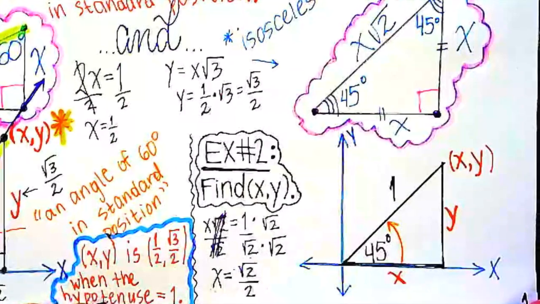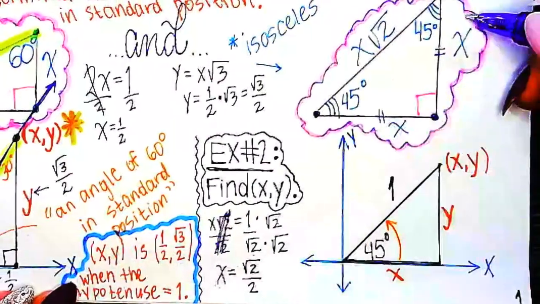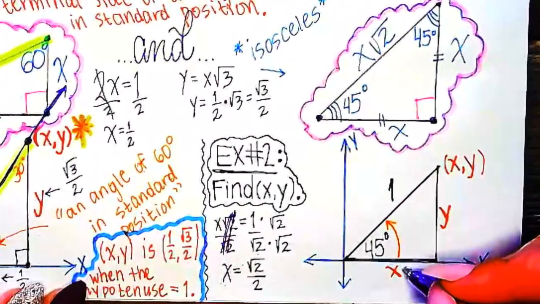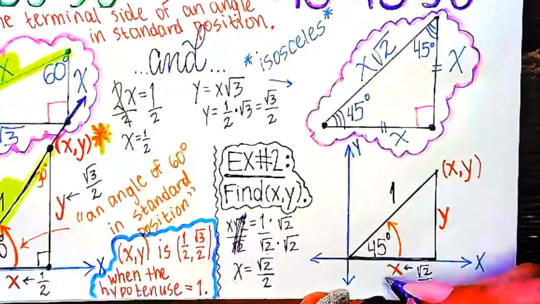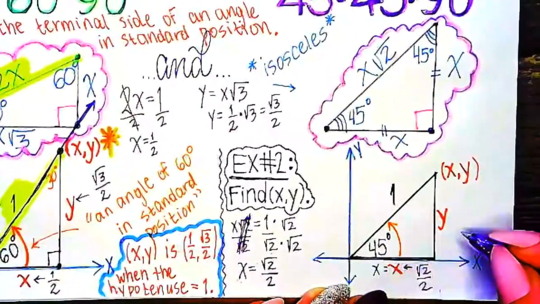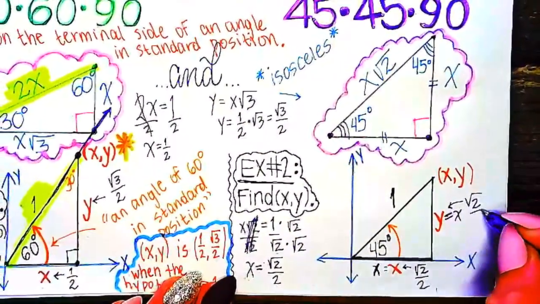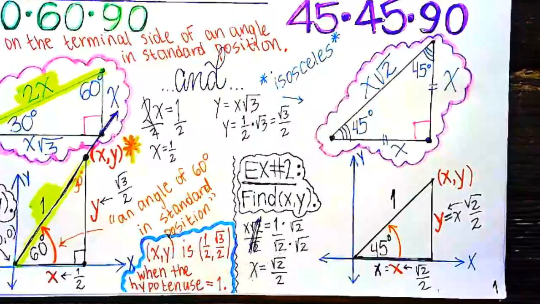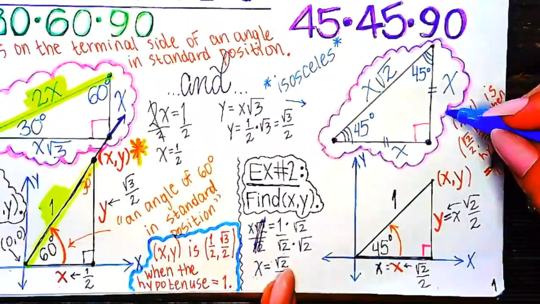Since x equals the square root of 2 over 2, and x also represents both legs of this triangle, my x and y coordinates will both be square root of 2 over 2. From the origin, we'll move to the right, square root of 2 over 2, and then from that point, we'll move up square root of 2 over 2. That makes the ordered pair radical 2 over 2, radical 2 over 2.